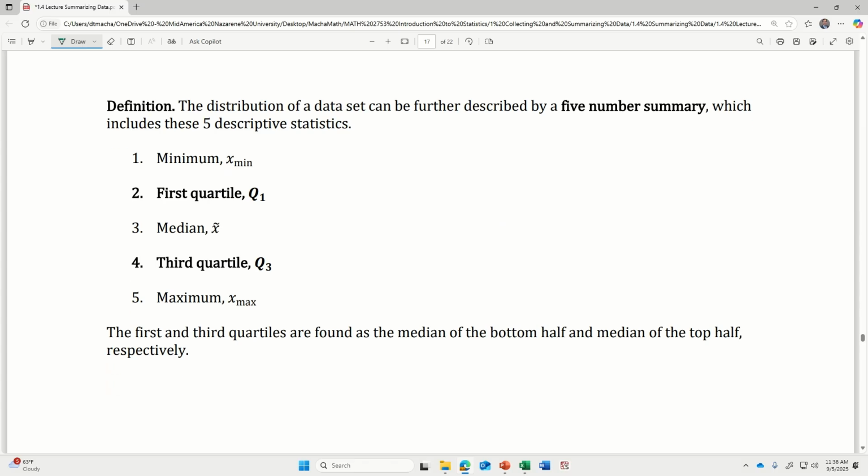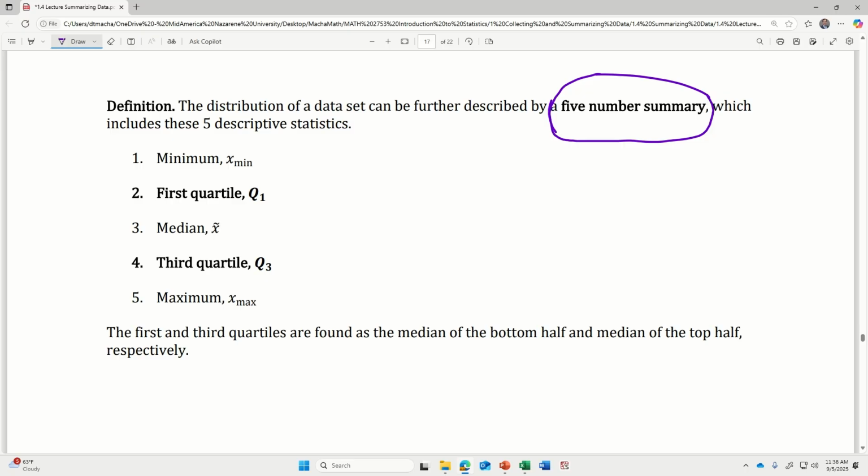So that's it. Range, variance, and standard deviation are measures of dispersion. Mean, median, and mode are measures of central tendency. We have even more descriptive statistics coming up though. Like, this is called the 5-number summary.